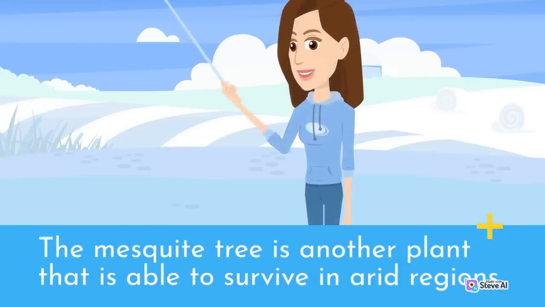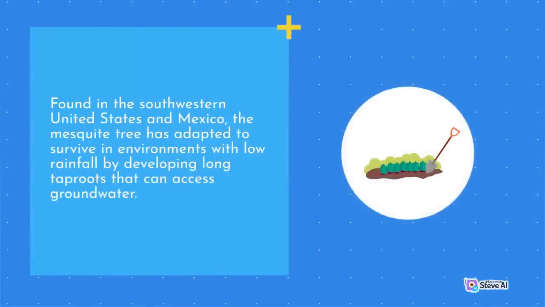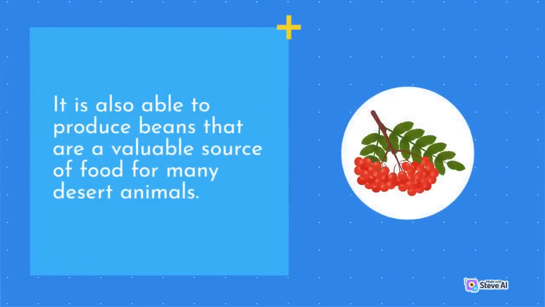The mesquite tree is another plant that is able to survive in arid regions. Found in the southwestern United States and Mexico, the mesquite tree has adapted to survive in environments with low rainfall by developing long taproots that can access groundwater. It is also able to produce beans that are a valuable source of food for many desert animals.